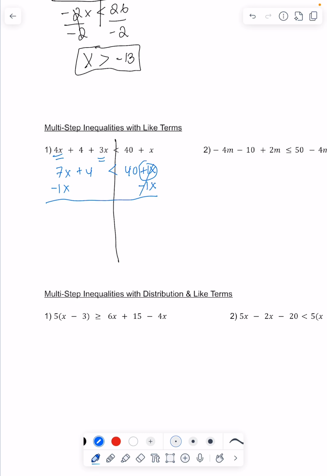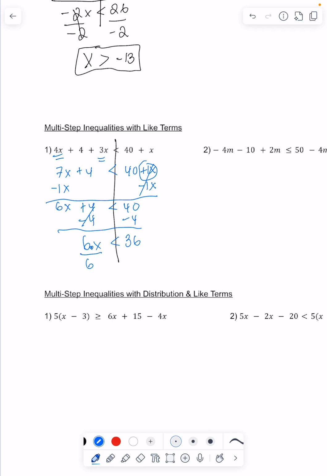We cancel these, and we get 7x minus 6x is 6x. Plus 4 is less than 40. We have a two-step, so move the constant now to the other side. So minus 4 to both sides. We get 6x is less than 40 minus 4 is 36.